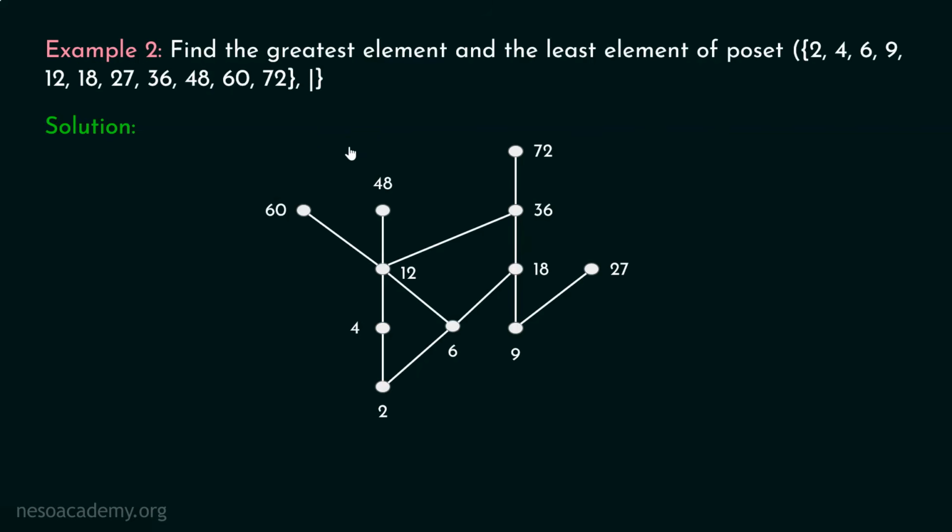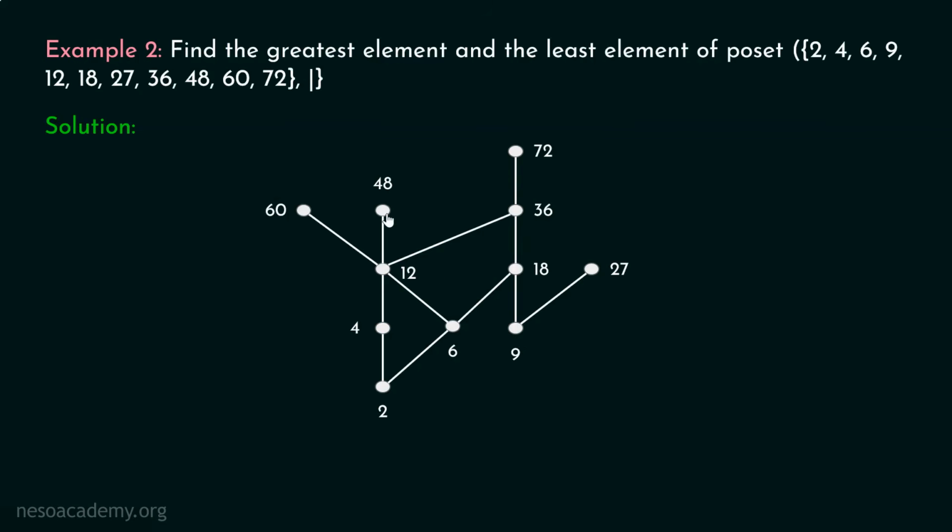Now, we want to find the greatest element and the least element of this particular poset. And we can find this with the help of this Hasse diagram, right? Here you can see there is no least element and no greatest element in this particular poset, right? Why is that so? If we consider 2 as the least element, then 2 must be related to every other element. But 2 is not related to 9. Therefore, 2 is not the least element. Also, 9 is not the least element because 9 is not related to every other element.